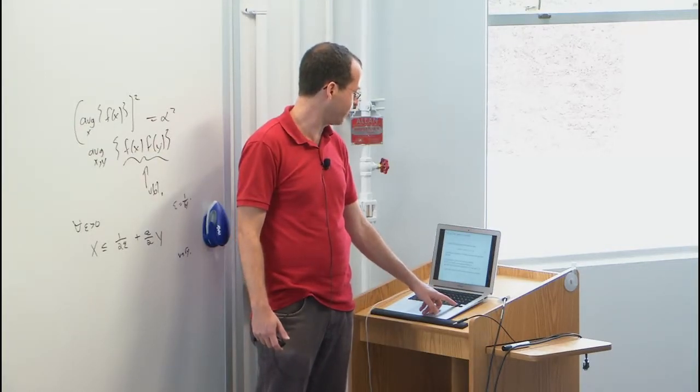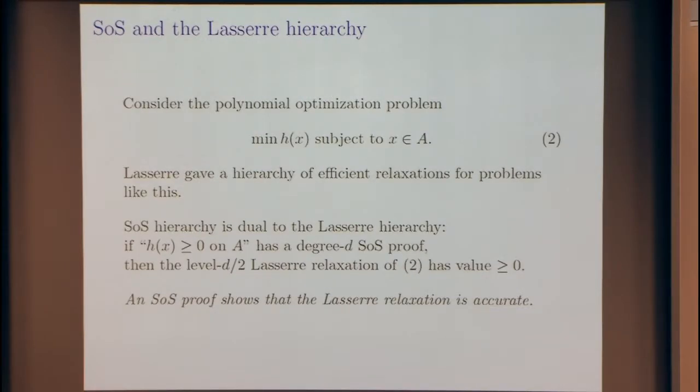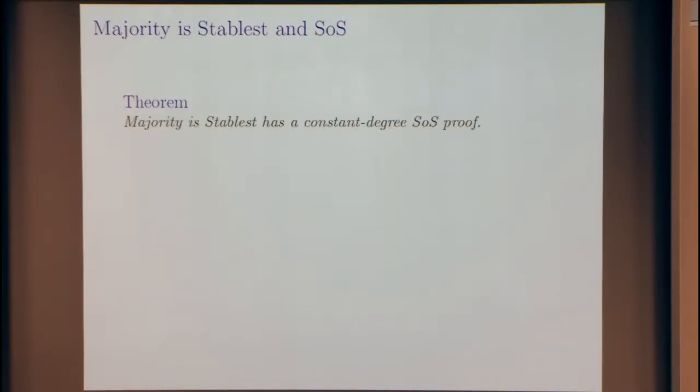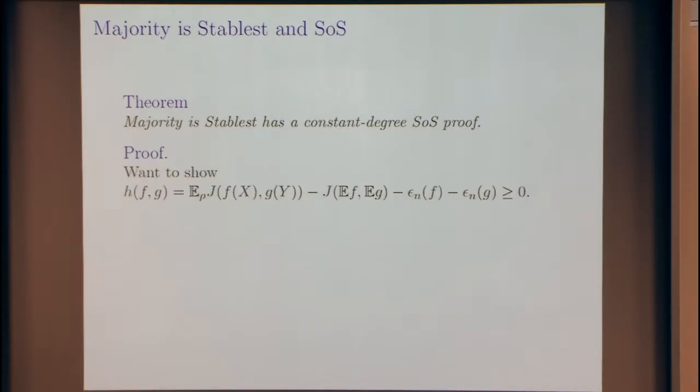Right. So that's the conclusion. SOS proof shows that LSR relaxation is accurate, and one of the corollaries of what we did is that Majority is Stablest has a constant degree approximate sum of squares proof. And why is this interesting? Should I prove that to you? Right, I can do what Joe did, which is to tell you that everything is easy. Okay, so I'll just tell you that.